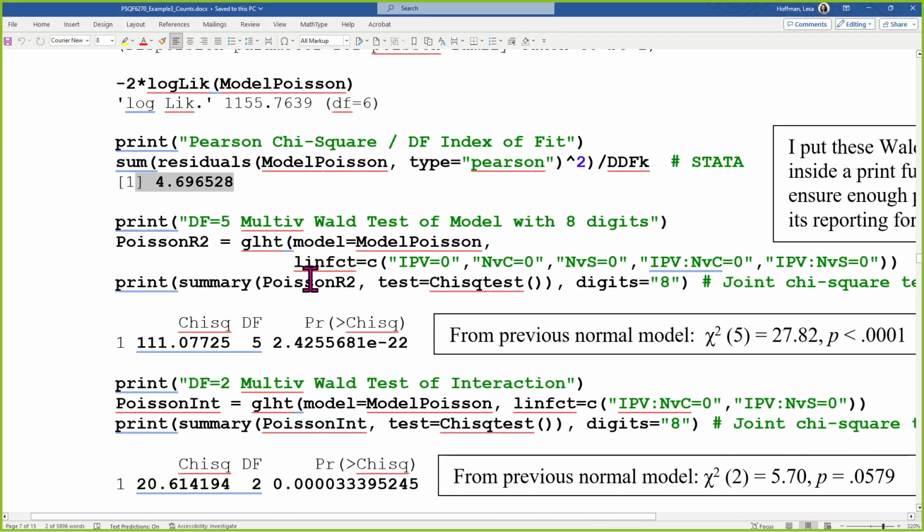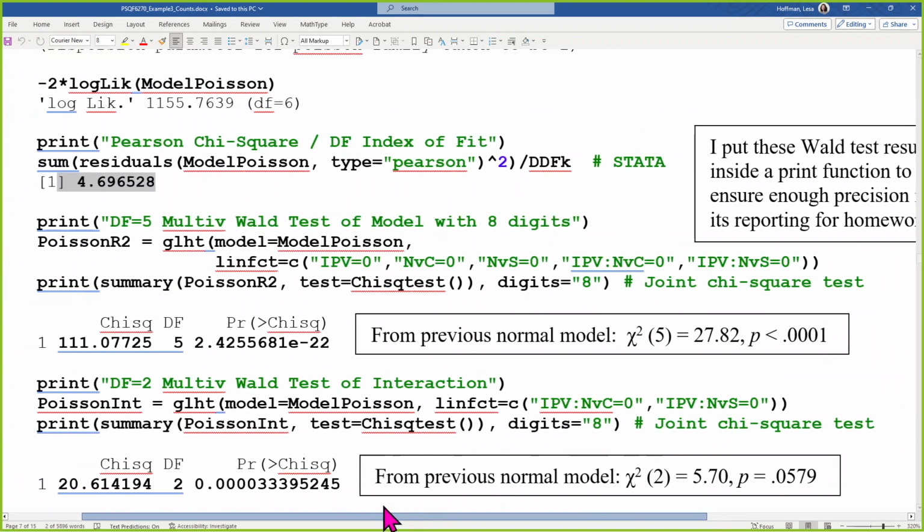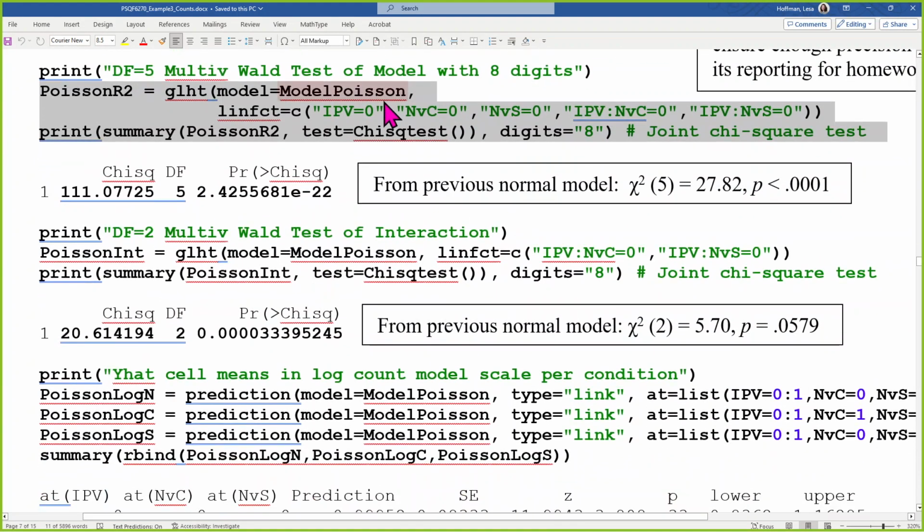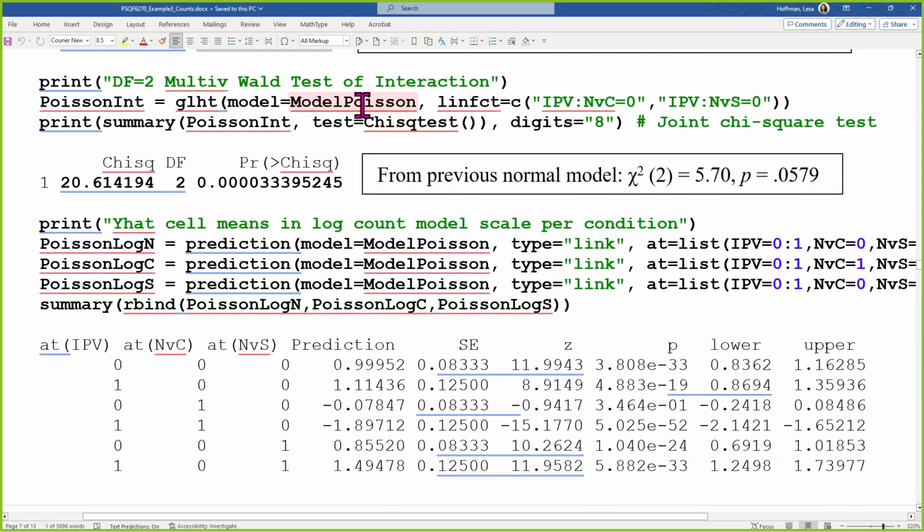Here are examples of joint hypothesis tests, because these are also no longer provided. So here is a test of the model R square, whether the 5 slopes that I have work together to create a significant prediction. And survey says, yes, they do. Here's the test of the interaction, so lumping together just the 2 interaction slopes to get a joint hypothesis test. So this matches what we found in Stata as well.